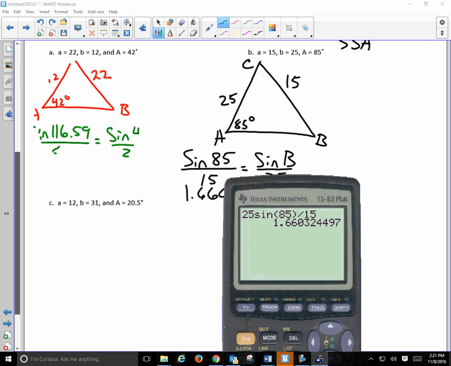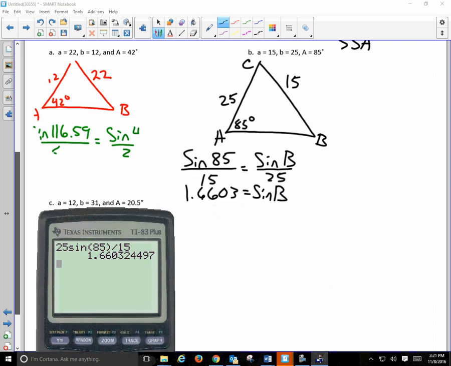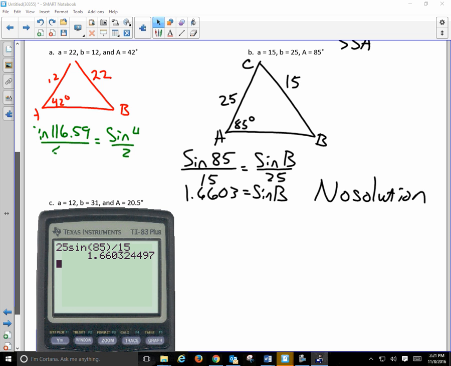Earlier I asked you guys, what was the biggest value that sine could be? 1. What's the smallest it could be? -1. Can sine ever be 1.66? No, it can't. And at this point, you know you have a triangle where there's no solution. Turns out, I probably didn't draw the triangle correctly. It shouldn't have a side that goes all the way over. It should be more like this. 15 is just too short to reach. It won't make it.